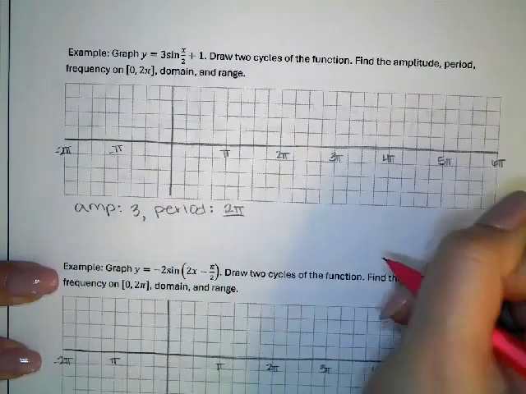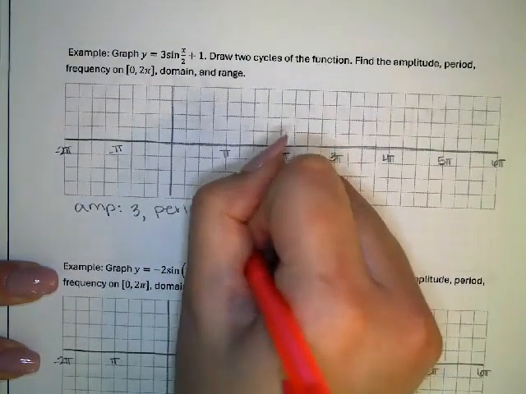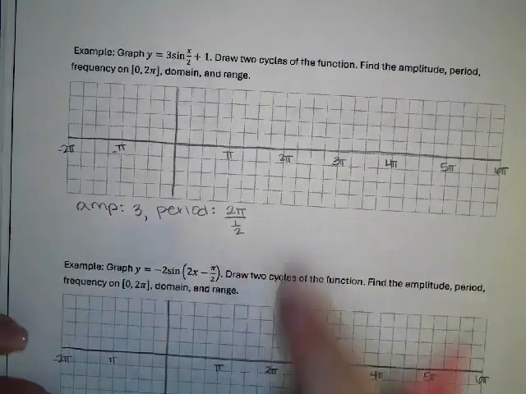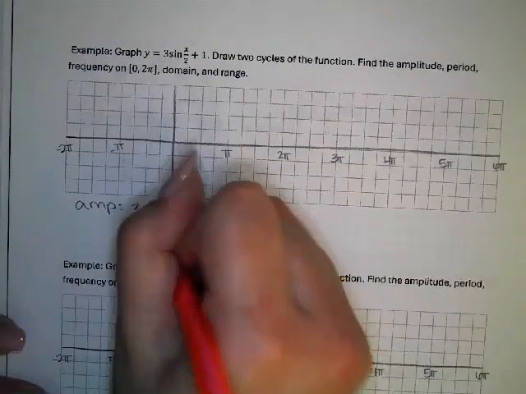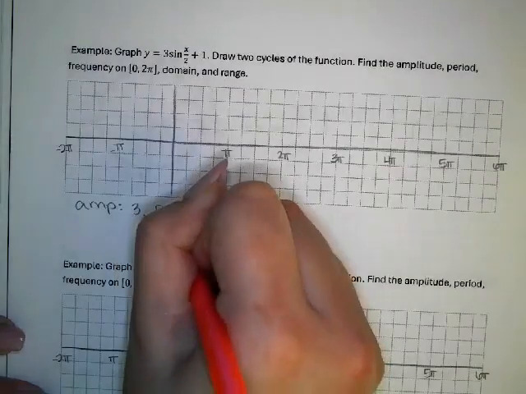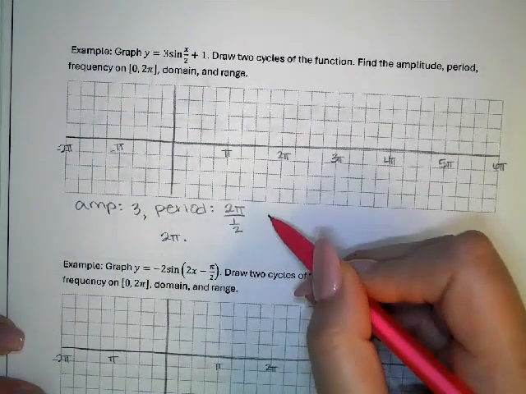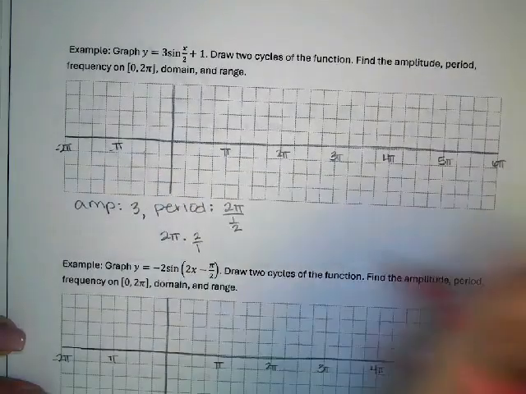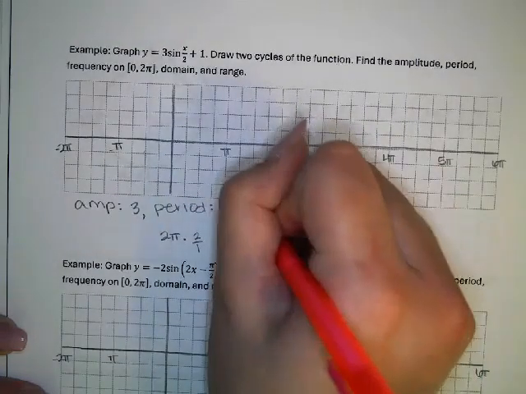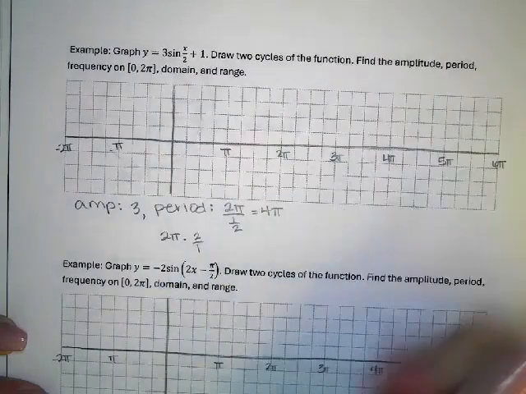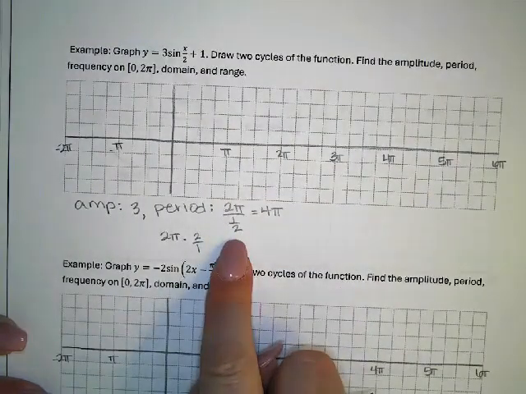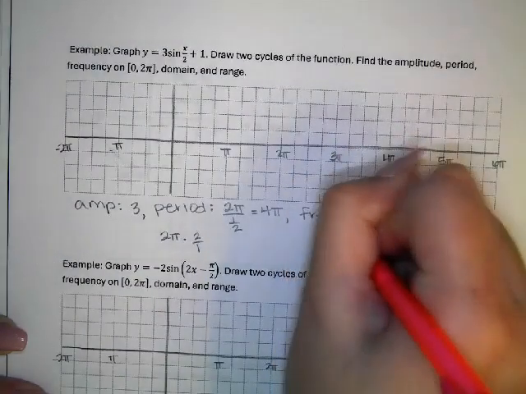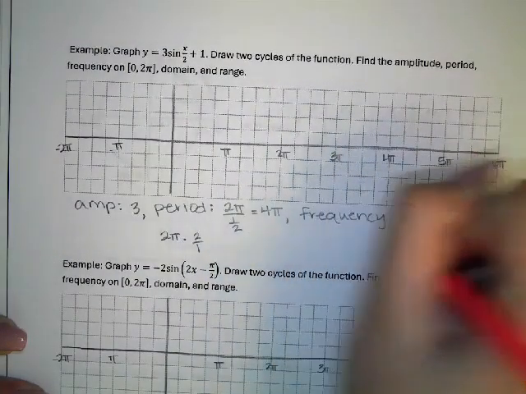Whenever we have something like this, if you have something divided by a fraction, you do 2 pi, and then you multiply it by the reciprocal of that fraction. So 1/2 I'm going to do multiply by 2 over 1, and so this gives me 4 pi. So 2 divided by 1/2 is 4. The frequency is 1/2. So from 0 to 2 pi, we're going to see half of a cycle.